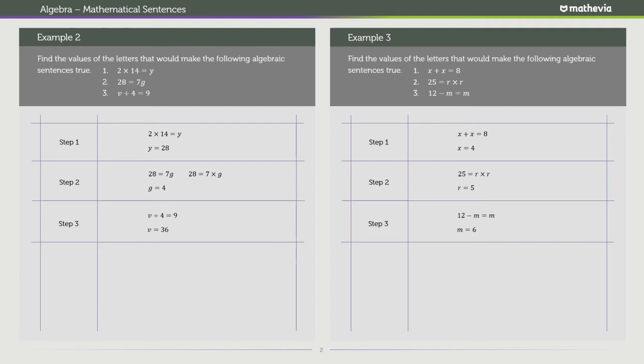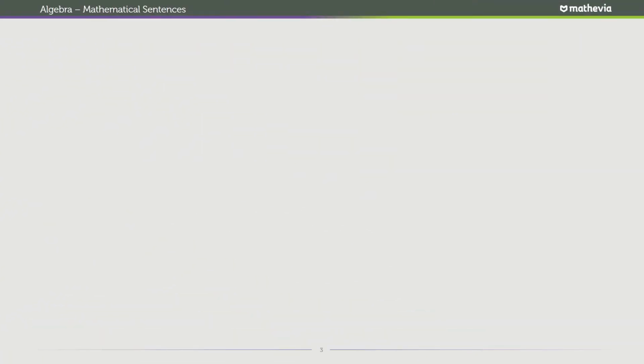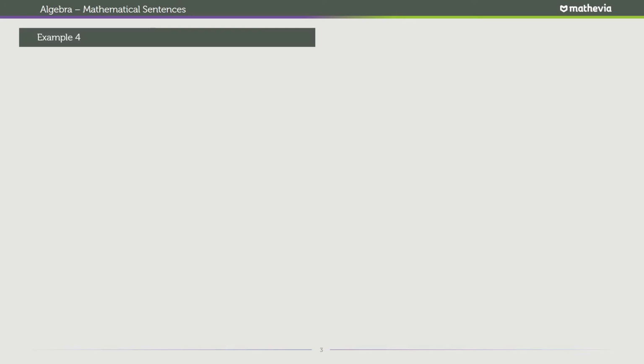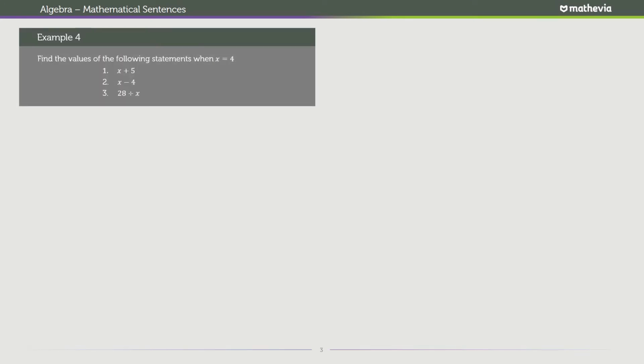I think we have two more examples. Example 4 says find the values of the following statements when x is 4. Basically we have statements in this case. Statements are sentences without an equal sign. So anything that doesn't have an equal sign is a statement. For example, we have x plus 5, x minus 4, 28 minus x. These are all statements because they do not contain an equal sign.